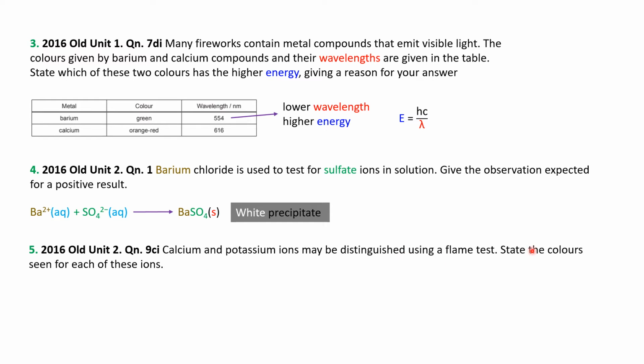Flame test, what the colors are, well, you just got to know these: calcium, brick red, and potassium, lilac. Okay, particularly important you remember calcium is brick red because strontium and lithium also give you variations of red. So you do need to know the words that the examiners are particularly looking for.